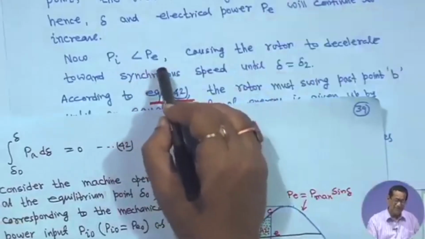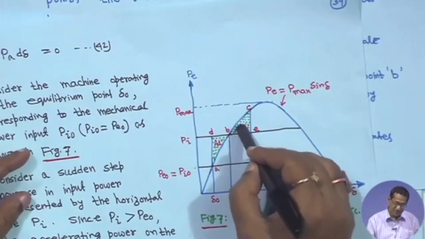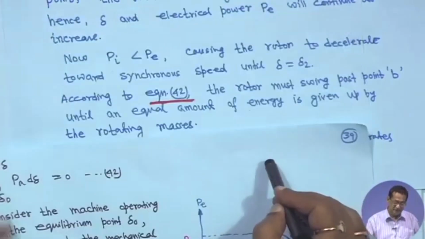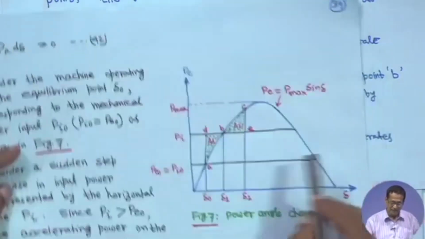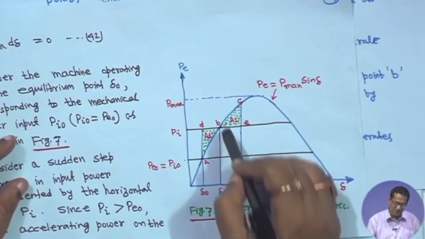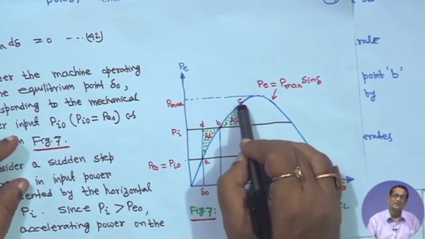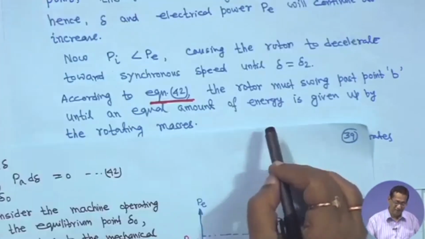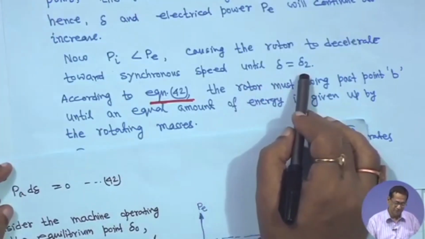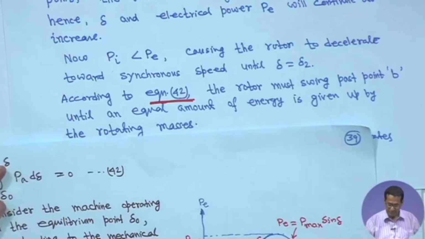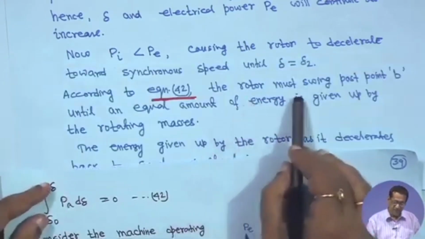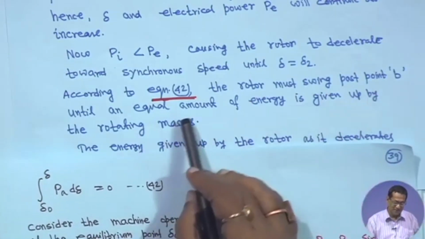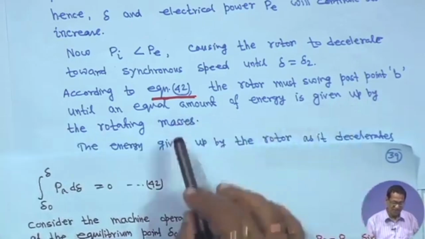Now, when P_i is less than P_e, the rotor will decelerate. Consider the rotor to decelerate towards synchronous speed until delta is equal to delta_2. When delta is equal to delta_2, it reaches synchronous speed, say at point C. According to equation 42, the rotor must swing past point B until an equal amount of energy is given up by the rotating mass.